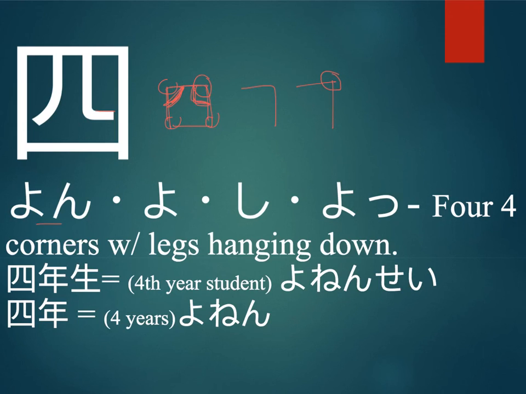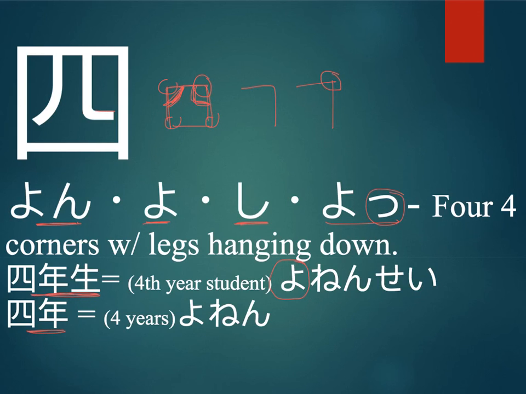In any case, this is read yon, yo. Of course, there's the variation of shi, so sometimes people say ichi ni san shi, sometimes they say ichi ni san yon, and yo. This is a small tube. And so this is found in combination like yonensei and yonen. So notice here that the kanji is read yo rather than yon.